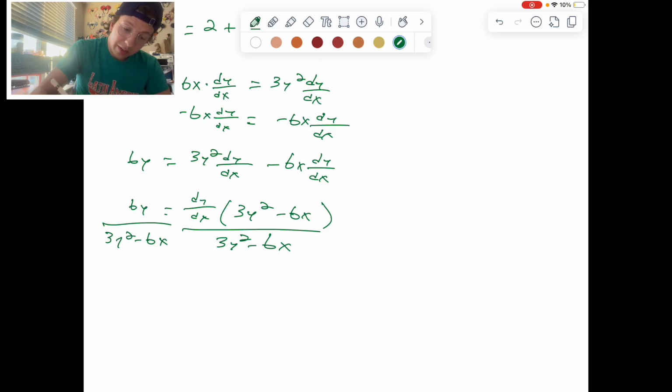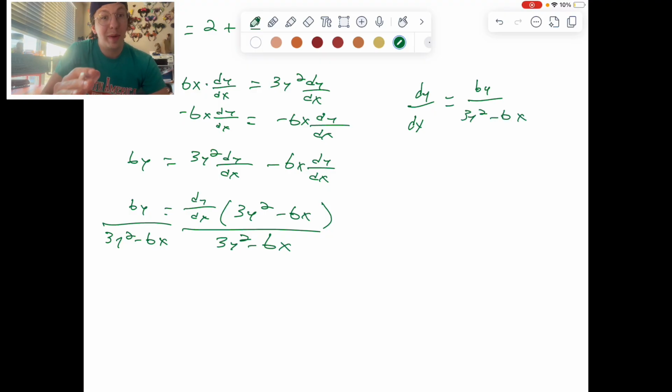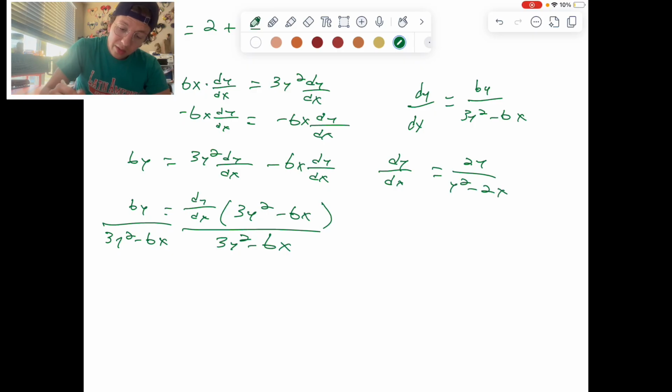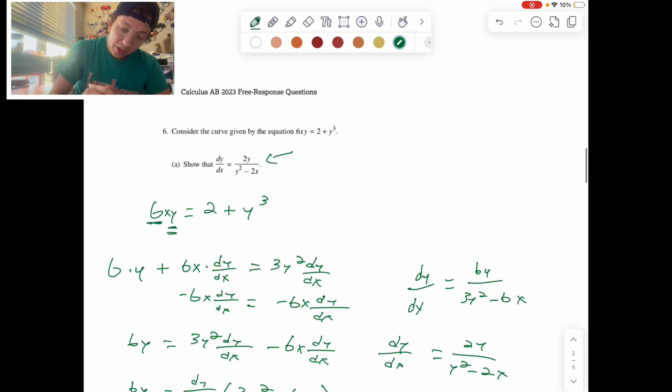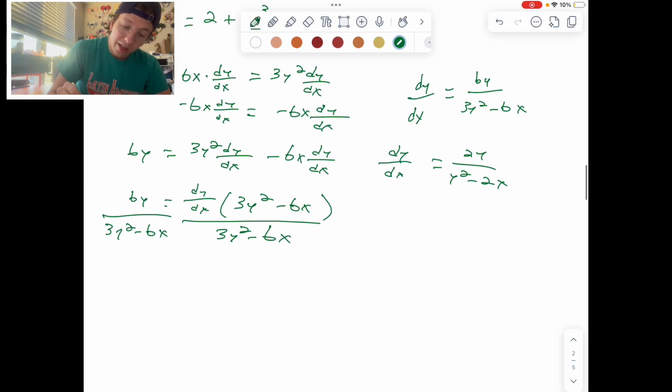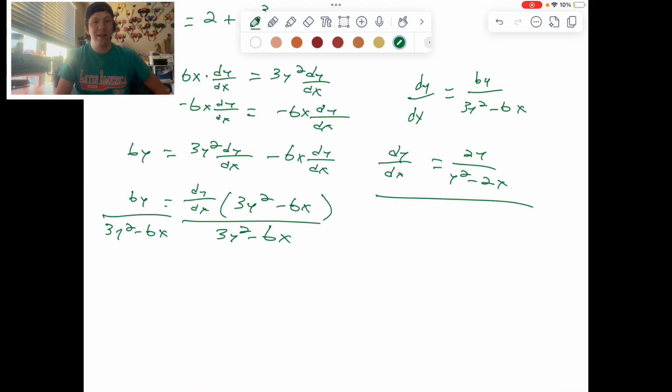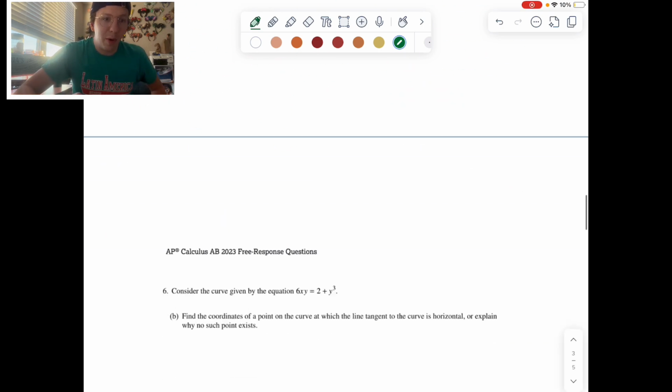So our dy dx in this case, after the division, is going to be equal to 6y over 3y squared minus 6x. Let's do some simplifying. Every single term can be divisible by 3. So then we get dy over dx is equal to 2y over y squared minus 2x. Is that what I'm given? 2y over y squared minus 2x? Yes, it is. So I am completed. Just like that, we showed that our dy dx is that. Simple as that. All right, let's go to part B.